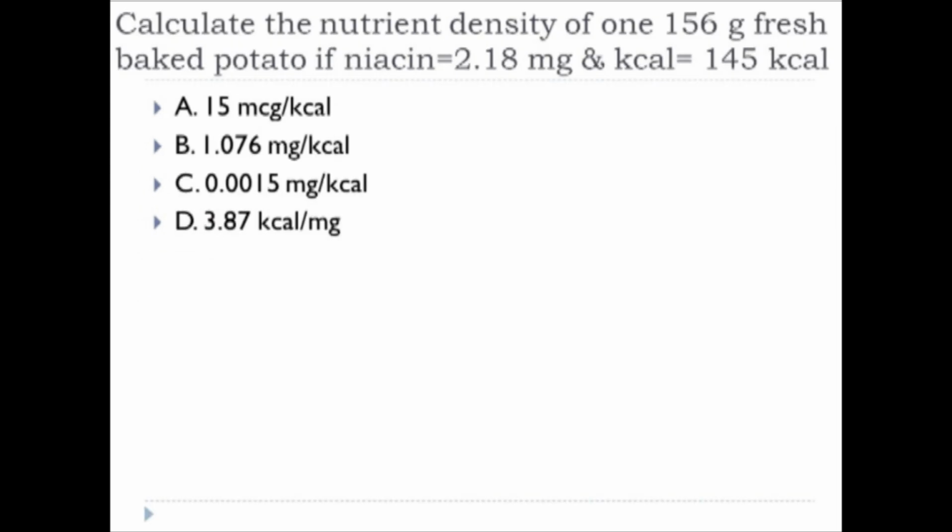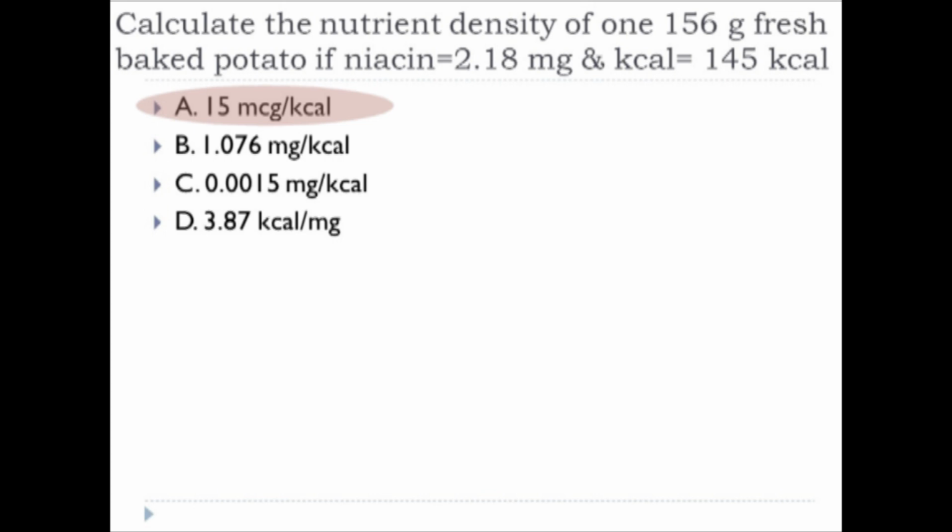Let's do a nutrient density calculation. Calculate the nutrient density of one 156 gram fresh baked potato if the niacin content of that potato is 2.8 milligrams and the calories found in that potato is 145 calories. I'll pause here and I'll reveal the answer on the next slide. So the correct answer is 15 micrograms per kilocalorie.